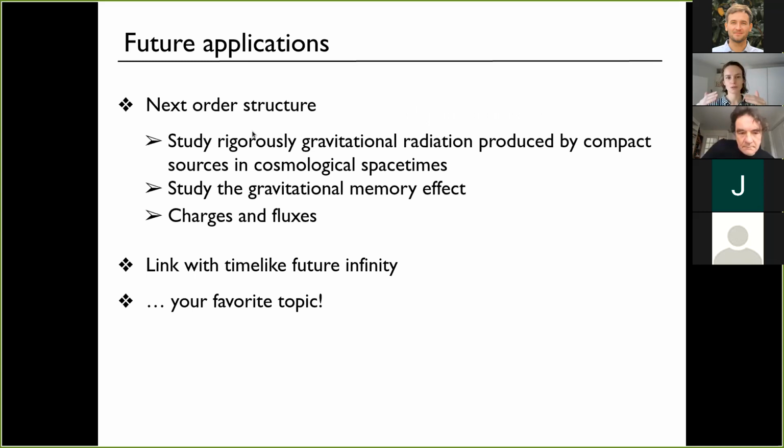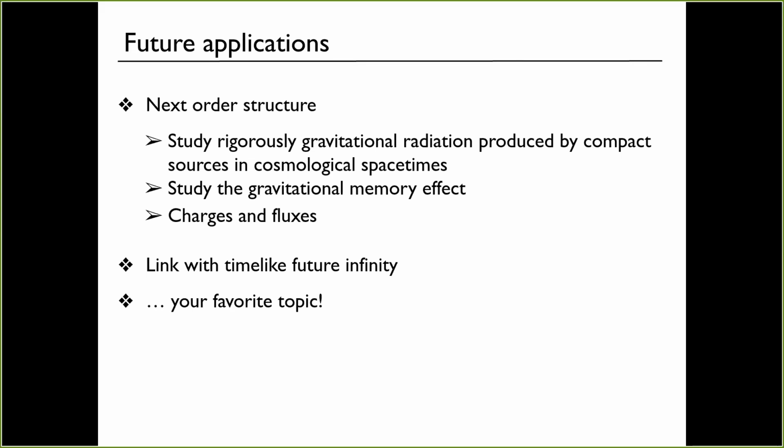And so in this paper, we really only looked at the universal structure, but the next order structure is where the gravitational radiation is hiding. So that would allow you to study rigorously gravitational radiation produced by compact sources in cosmological spacetimes.